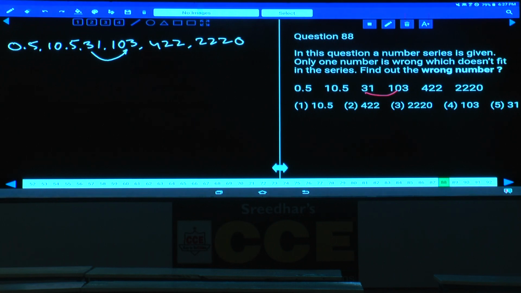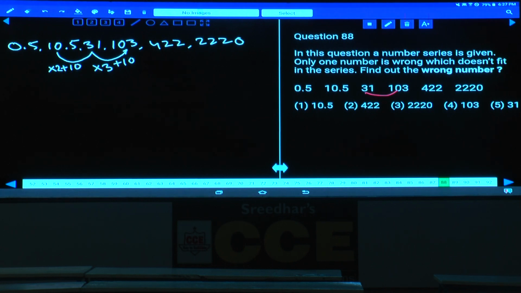Tell me here. 31 into how much? 31 into 3, how much? 93. 93 plus 10 is 103. 10.5 into 3 is how much? 10.5 into 2 is 21. 21 plus 10 is 31.